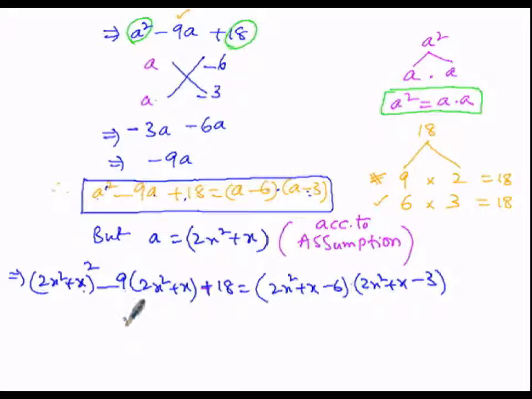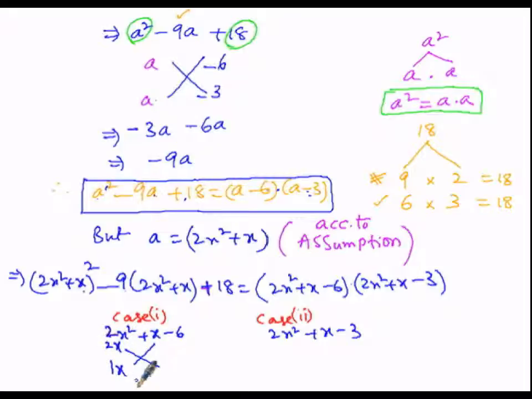I assume 2x squared plus x minus 6 as case 1, and 2x squared plus x minus 3 as case 2. In case 1, we find the factors of 2x squared plus 1x minus 6, whereas in case 2, 2x squared plus 1x minus 3. We are going to find the factors by means of the cross method. 2x squared can be written as 2 ones are 2, and x squared as x into x. To split this 6, we write the factors as 3 into 2, so 3 twos are 6.